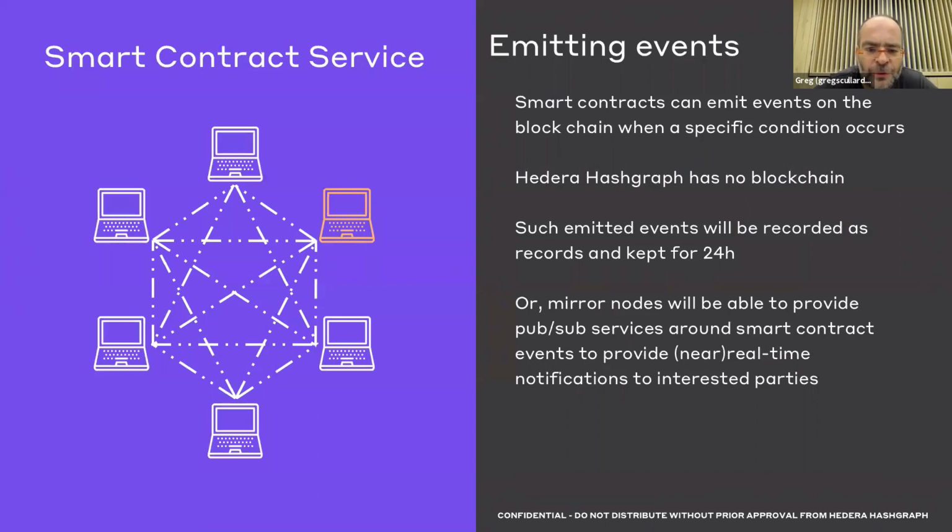Alternatively, when mirror nodes are available, they will be able to provide pub/sub services similar to what we see with the likes of Etherscan, where maybe you can say, I'm interested in this particular smart contract's events, and they will notify you one way or another of events in near real time, rather than having to query the network periodically for those records.